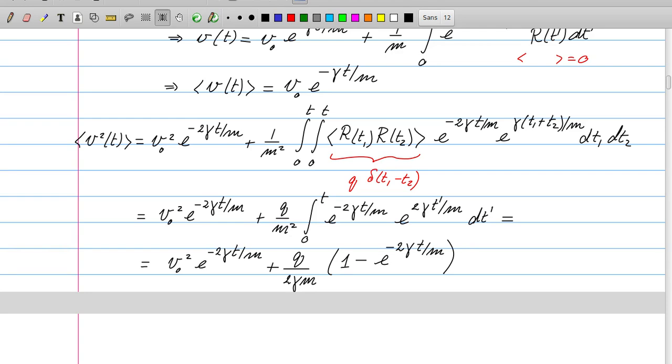Working out the integral, we obtain the following result. So here we have a q which now enters in front of a single integral because we had a delta function. The delta function tells us that t1 is equal to t2, so we have now 2 times gamma, and I now have called the integration variable t primed. We can carry out this integral. It's a very simple integral, and the result is that we have v0 squared times e to the power of minus 2 gamma t over m plus q over 2 gamma m times 1 minus e to the power of minus 2 gamma t over m. So what do we have?